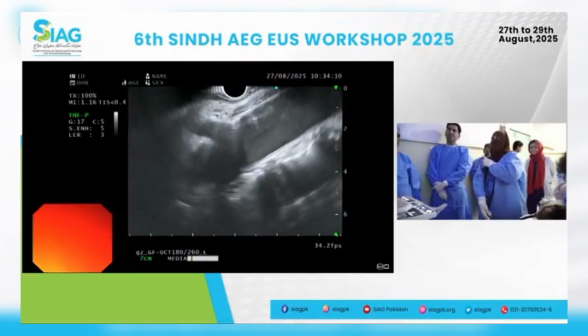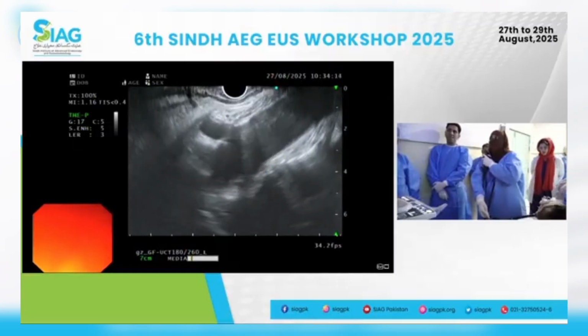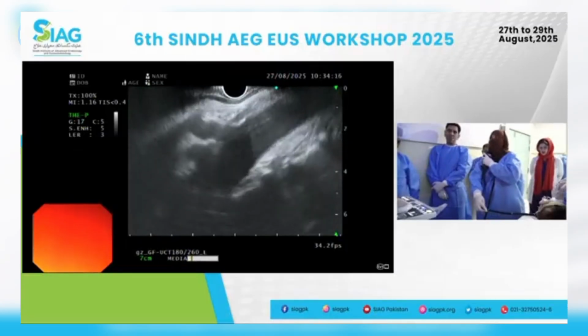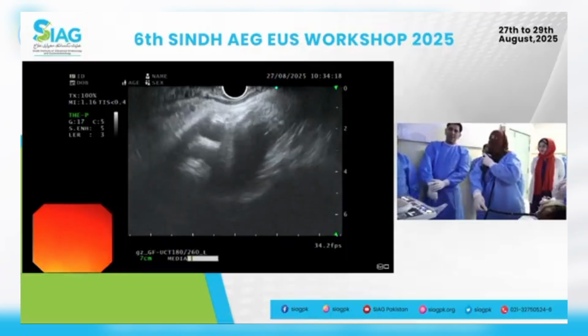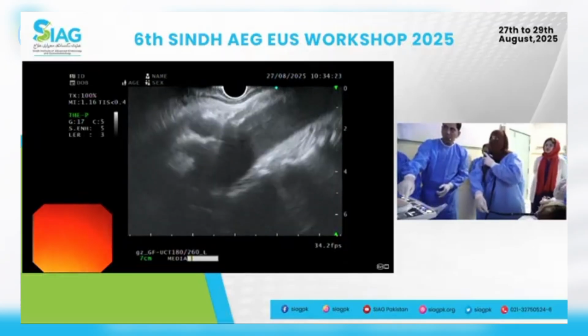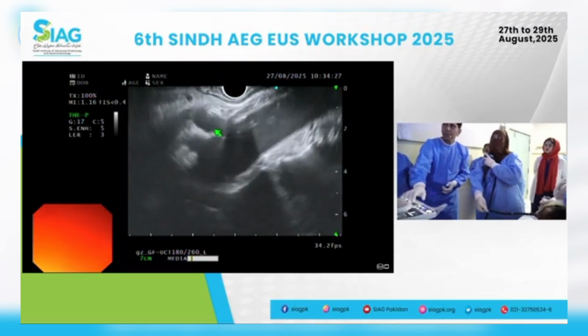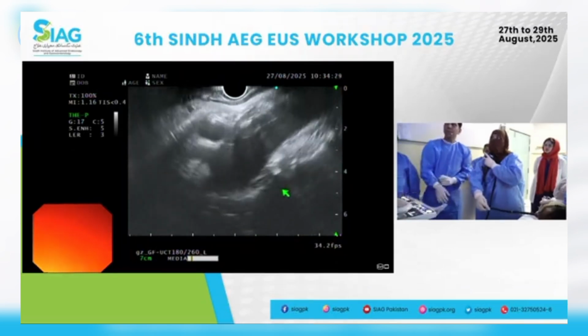What are you going to do next? Push a bit. So SMA and celiac axis, yeah, okay, good. Celiac take off and this is the spear. Good. So I'm going to follow the celiac.